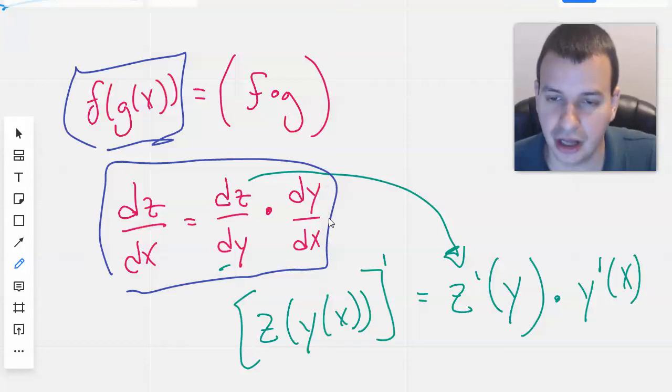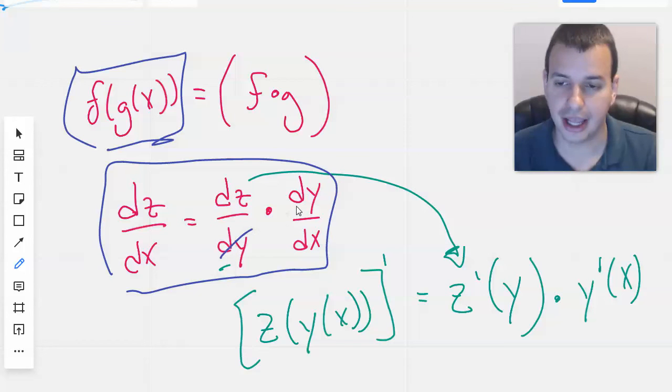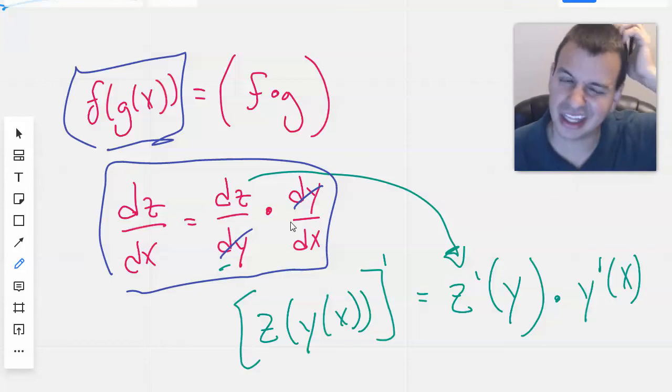One of the popular parts of this notation is that it's kind of easy to remember, because you're like, oh, cancel. You really can't do that. That's not the way it works.